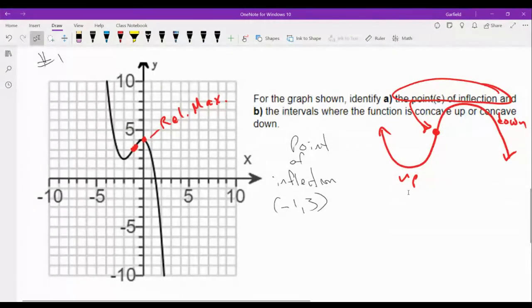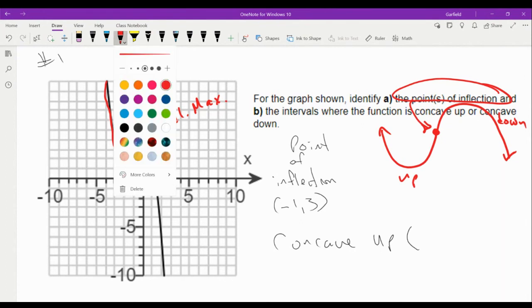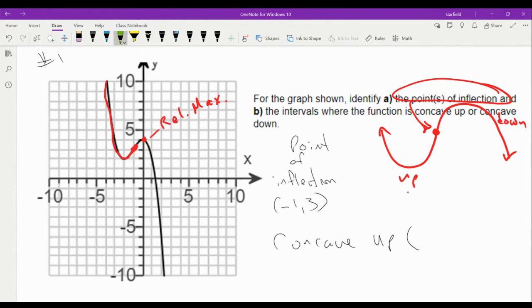Now the concavity, where's the concave up? Where would that be? So this piece would be concave up in red, and this piece would be concave down in green. So what are the x values where it's concave up?